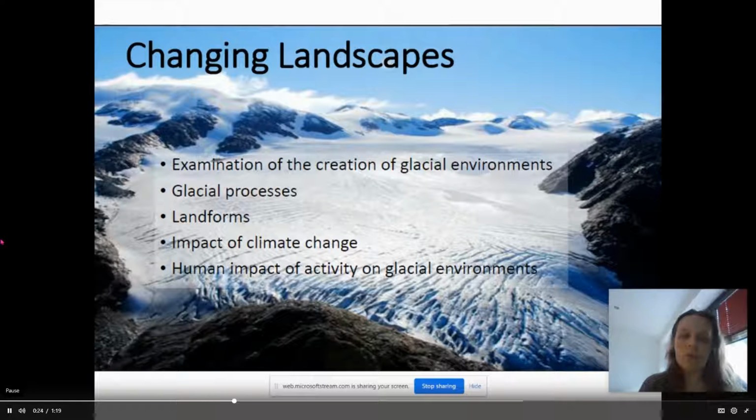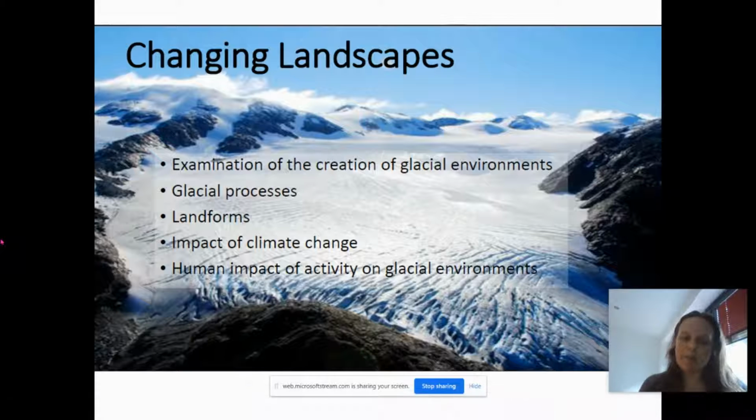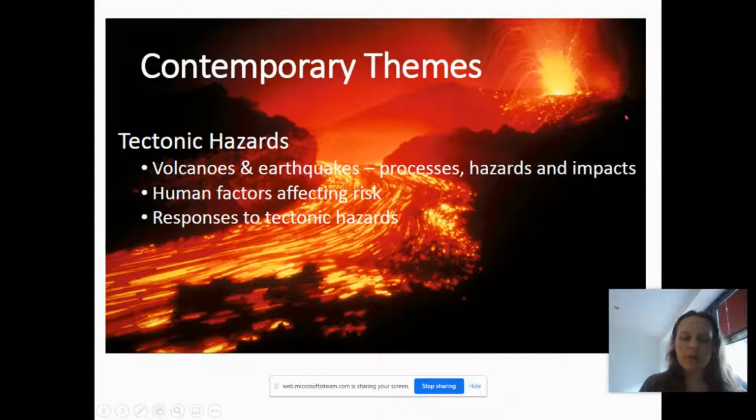cones. One of the other elements is looking at the impact that climate change is having on glaciers, including natural climate change and human climate change, so looking at how ice has changed from the past to the present day. We also look at the impact we're having currently on glacial environments linked to things like avalanches and also glacial lake outburst floods.